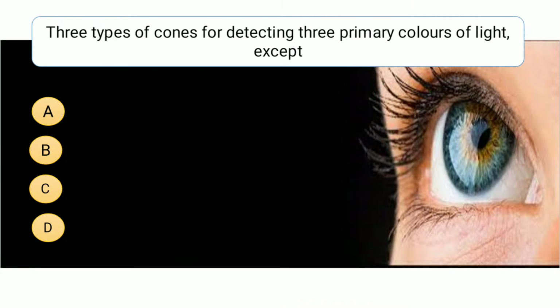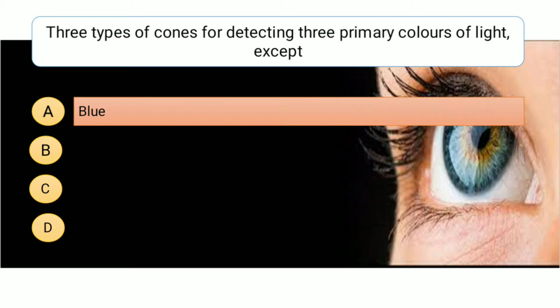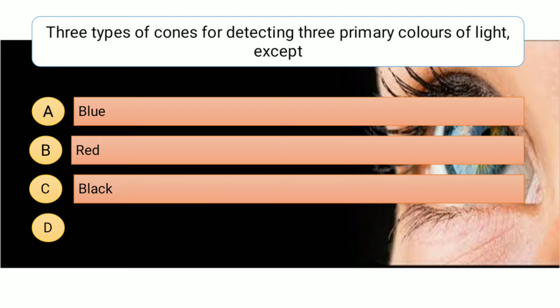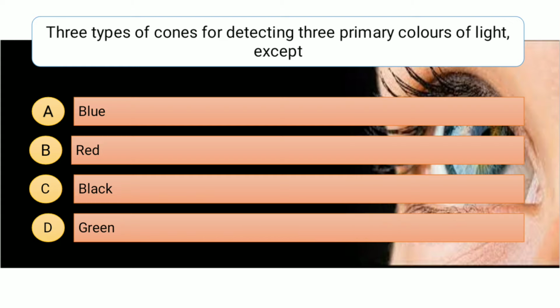The next question is, three types of cones for detecting three primary colors of light except, and the options for this question are option number A blue, option number B red, option number C black, and option number D green. So students, you know that cones, they are of three colors, right?